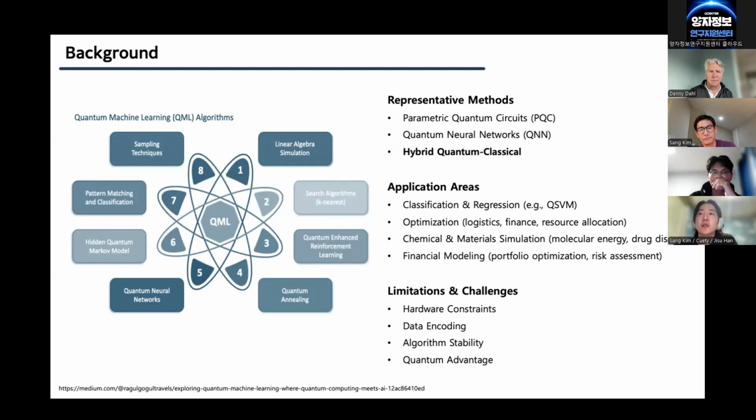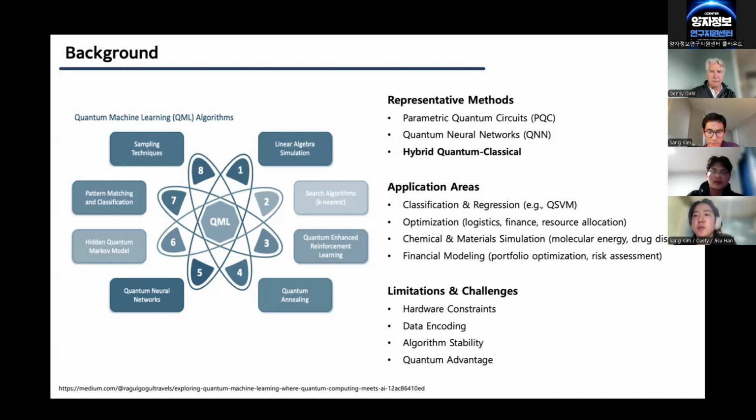In QML, a common approach involves inserting trainable parameters into gates with a parametric quantum circuit, measuring the output to compute the loss, and updating the parameters using a classical optimizer. Another approach is designing a quantum neural network based on quantum gates, where quantum states are used as inputs for learning. QML has a wide range of potential applications, including classification and regression tasks like QSVM.